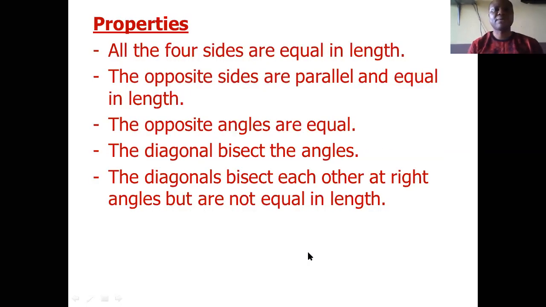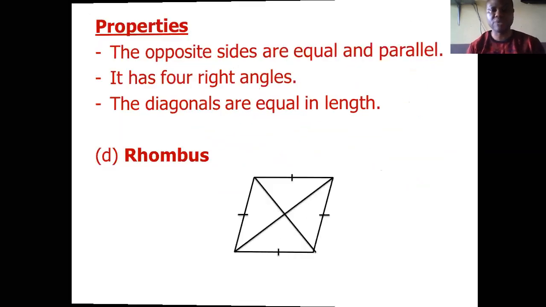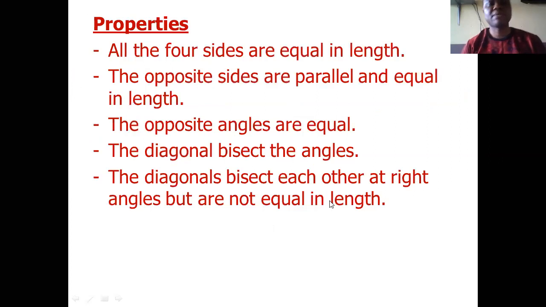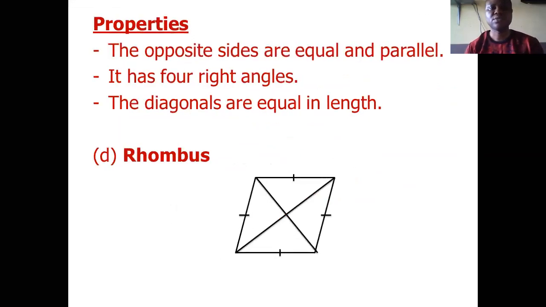So the diagonal bisects the angles. What we are trying to say is that this diagonal divides this angle into 2 equal parts. The diagonals bisect each other at right angles, but are not equal in length. Yes, that's true. They divide each other at right angles, you can see that here, but they are not equal in length.